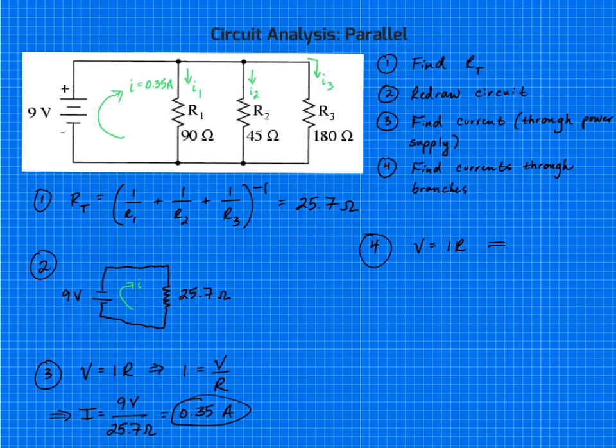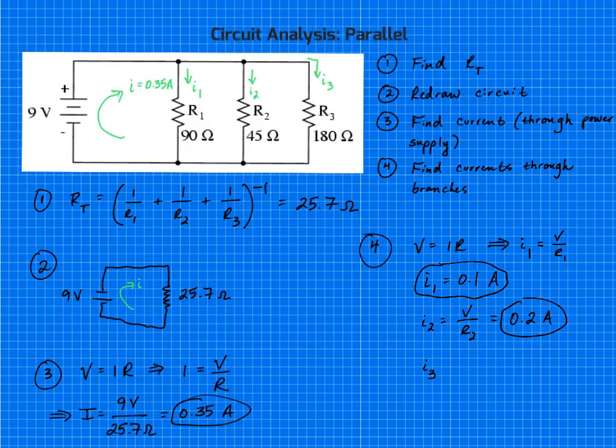So if we do that, I1 is going to be equal to V divided by R1. Do that math, we are going to get I1 equal to 0.1 amps. We want to be sure that we keep our units straight there. Okay, so I1 is equal to 0.1 amps. Now, I2 is going to be equal to voltage divided by R2. Plug those values in, do a little math. I am going to get 9 divided by 45. I am going to get 0.2 amps. Okay, so that is I2.